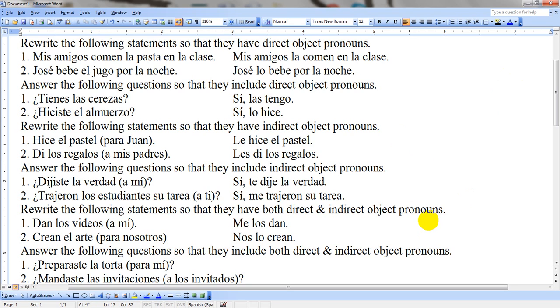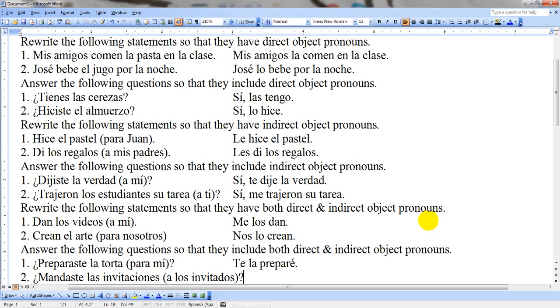And then the last one, we have, did you prepare the sandwich for me? So I'm going to say, yes, I prepared it for you. So for you, and we have the it for the sandwich, and prepare. And then the last one, did you send the invitations to the guests? So I'll say, yes, I sent them, the invitations to them, the guests. So the guests will be les, the invitations will be los.